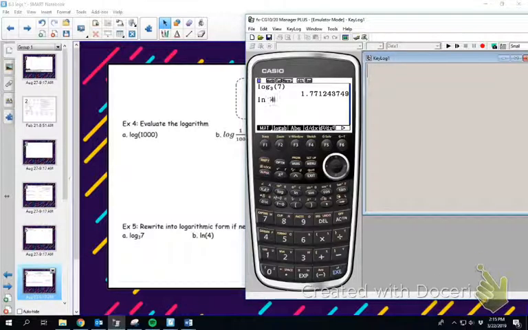So the natural log of 4 is 1.386. And that means e raised to the 1.386 power. And again, we can check it if we want to. e raised to that power gives me 4.